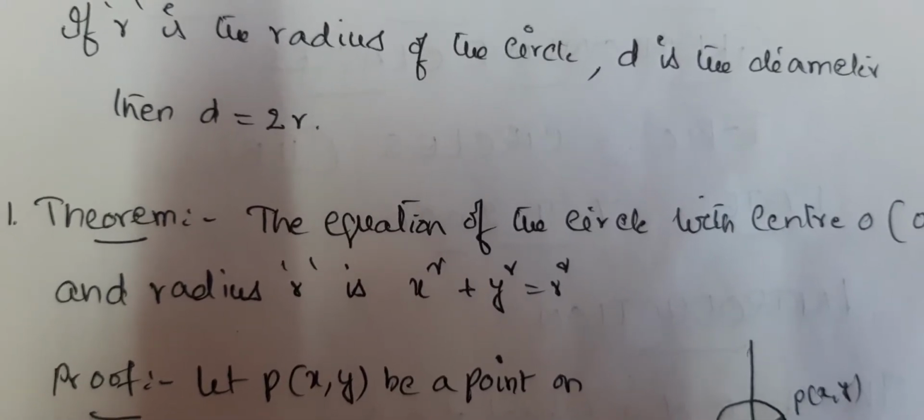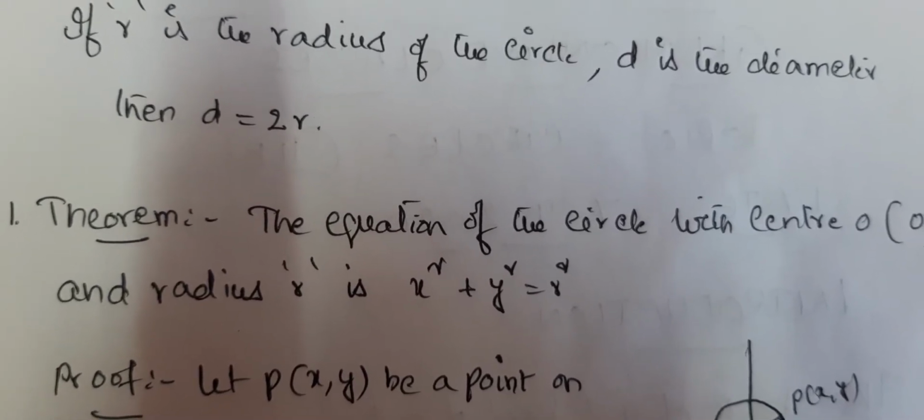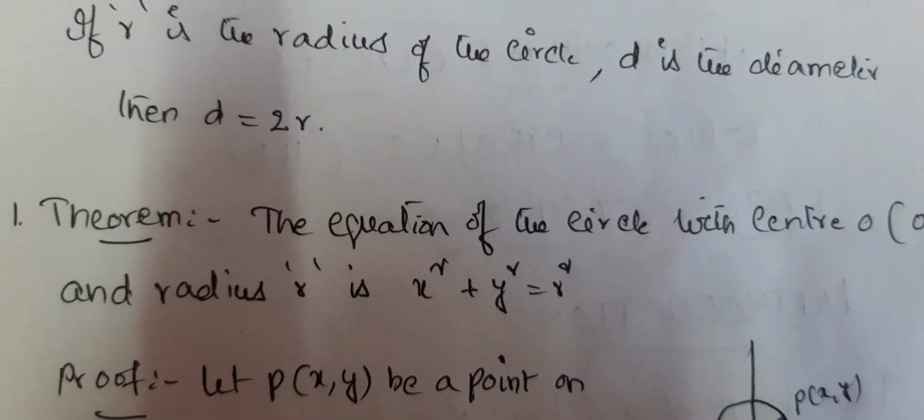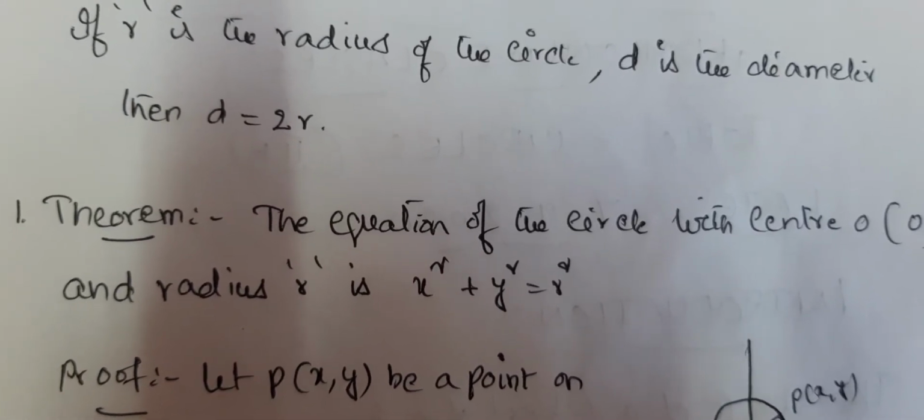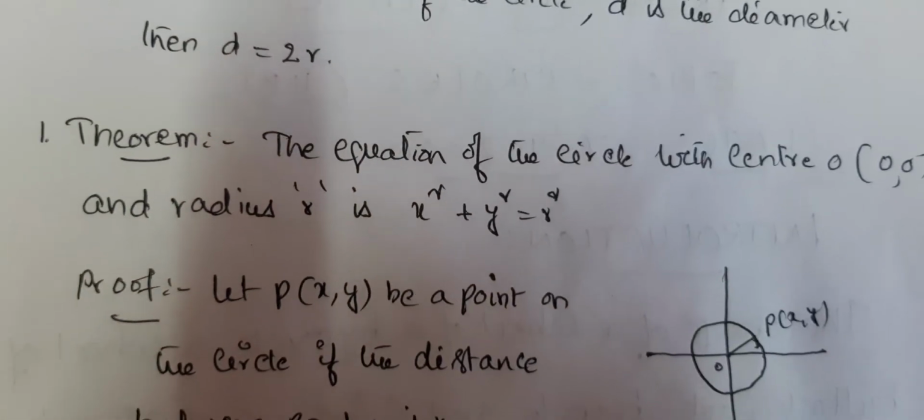So now we are going to find the equation of a circle whose center is (0, 0) and radius r, as x square plus y square is equal to r square. So let us see the proof.